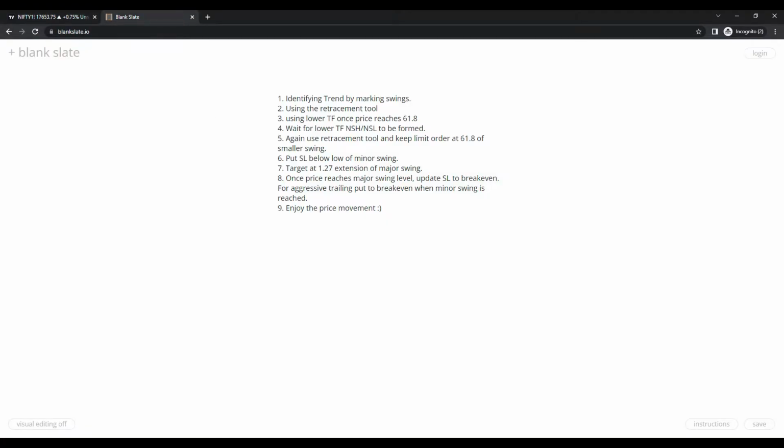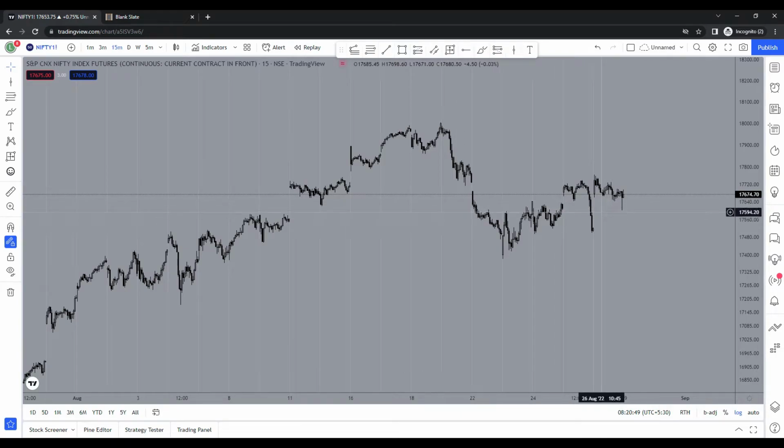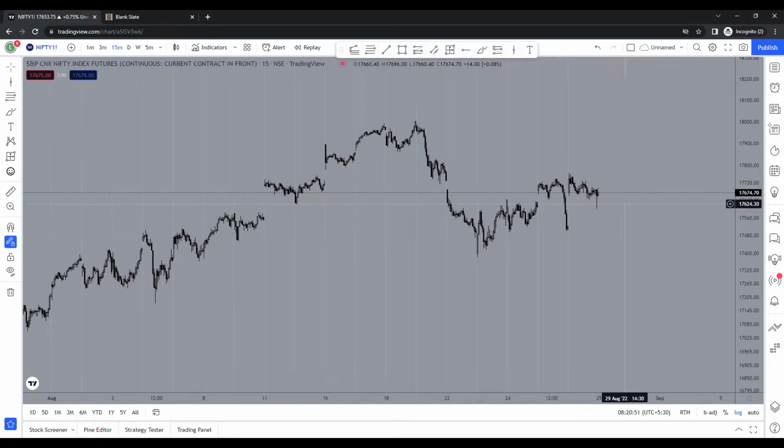Okay, the first process for identifying a trend is by marking swings. As I have already shown in my previous lessons, you need to find the swings so that you can formulate the idea of where the price is going. Is it going in an uptrend or is it going in a downtrend?